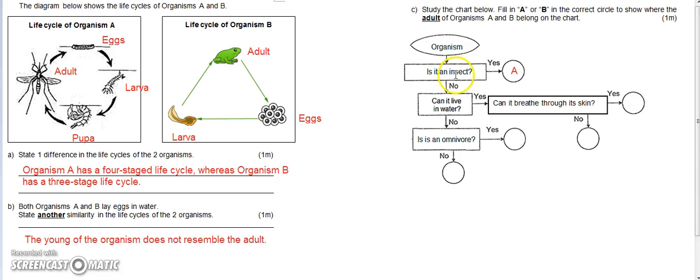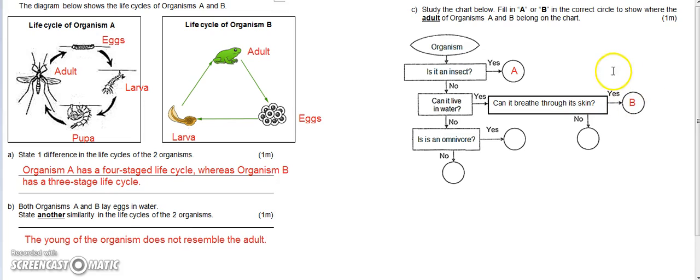Okay, let's look at the next one. B is clearly not an insect, so it should flow this way and it should fill up one of these 4 circles. Can it live in water? Yes or no. Organism B, we know that yes, it can. Can it breathe through its skin? We know that this is an amphibian. The answer is yes, so this should be the answer here. The adult can breathe through the skin. Frogs can breathe through their skin. We've covered this. Amphibians can breathe through the skin. So here we have the answer A and B.